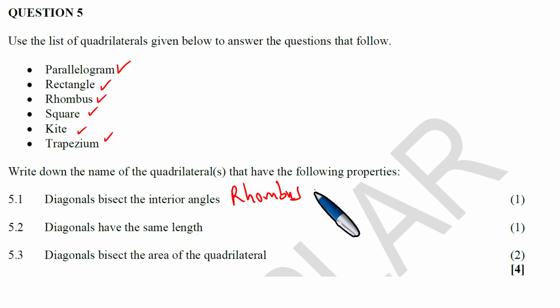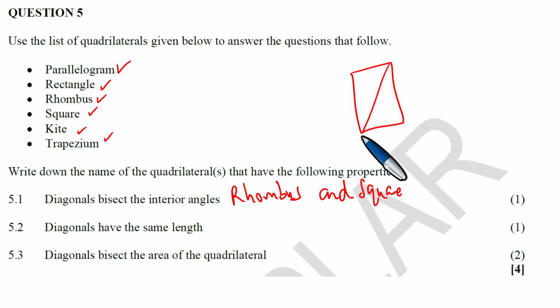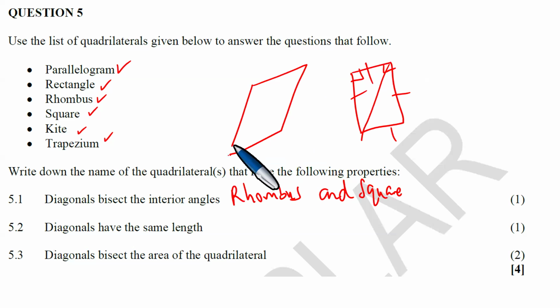and also square, because a square has all sides equal. It's a special type of rhombus, because a rhombus generally has all sides equal, like a parallelogram like this. The diagonals bisect the interior angles in each case, in the rhombus and the square.